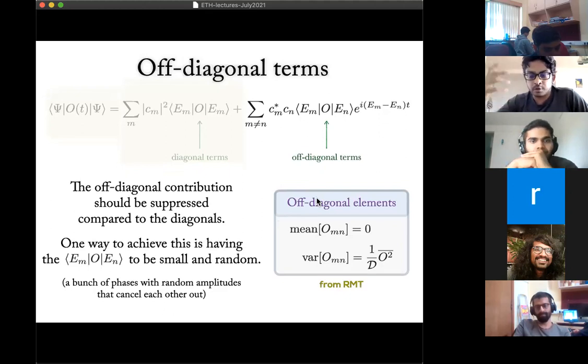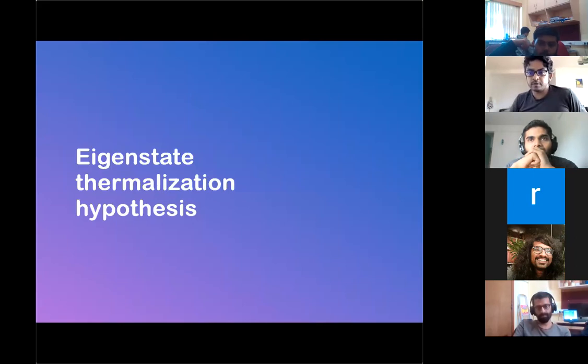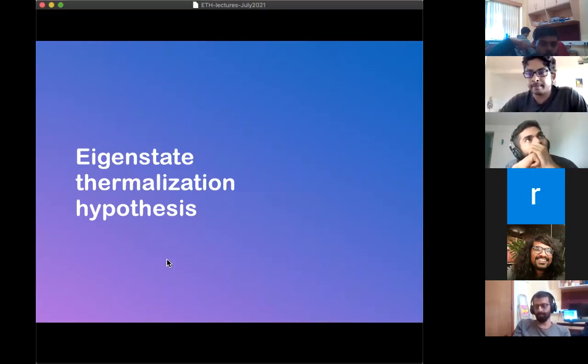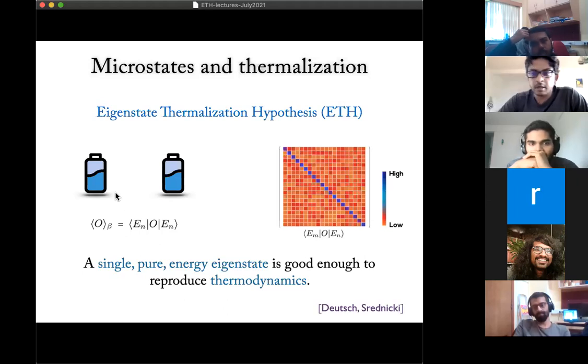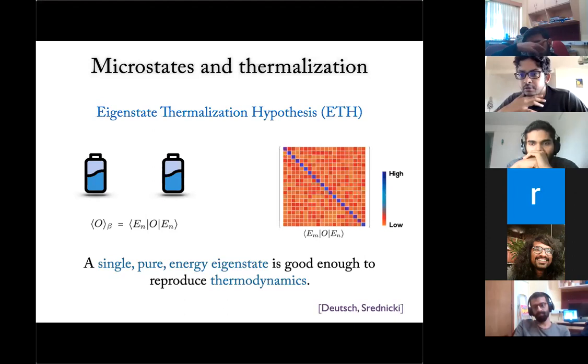Okay, just a reminder of what we got from random matrix theory: we indeed got that the mean of the off-diagonal elements is zero, so it is as small as you can imagine, and the variance, or the fluctuations about this mean, is actually small. This guarantees that this also happens. Now with this intuition in mind, let's look at the statement of the Eigenstate Thermalization Hypothesis. Let me try to finish this part, since I have around 15 minutes, and then let's discuss and have questions. Is that okay? Yeah.